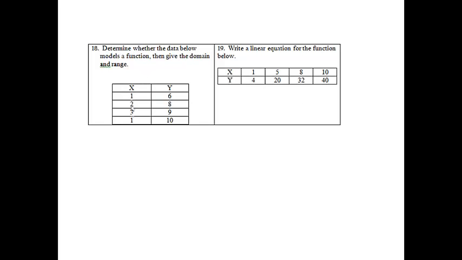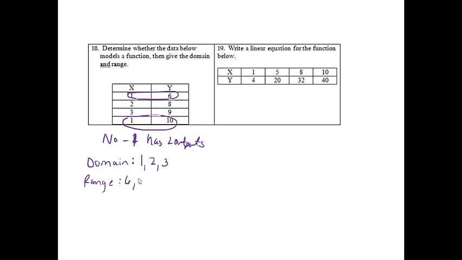So if we're looking at our x's and y's, I notice that (1, 6) and (1, 10) are points, and every input is only allowed to have 1 output, and 1 has 2 outputs, so I'm going to say no on this one. Then we need to give the domain and the range. The domain is all the x values, so we can just list them: 1, 2, 3, and I've already listed 1, so I'm not going to list the 1 again. And the range is just a list of all the y values, so we'll get 6, 8, 9, and 10.